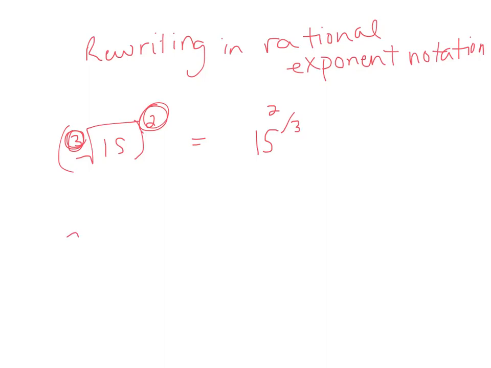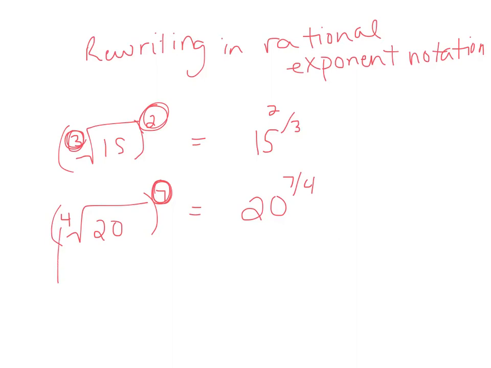If we were doing, let's say, the 4th root of 20 to the 7th power, then we would do 20 to the 7 over 4. Index is always in the denominator. That's a 2.0 objective right there, to be able to go between those two forms. So this number always goes in the denominator, and this one always goes in the numerator.